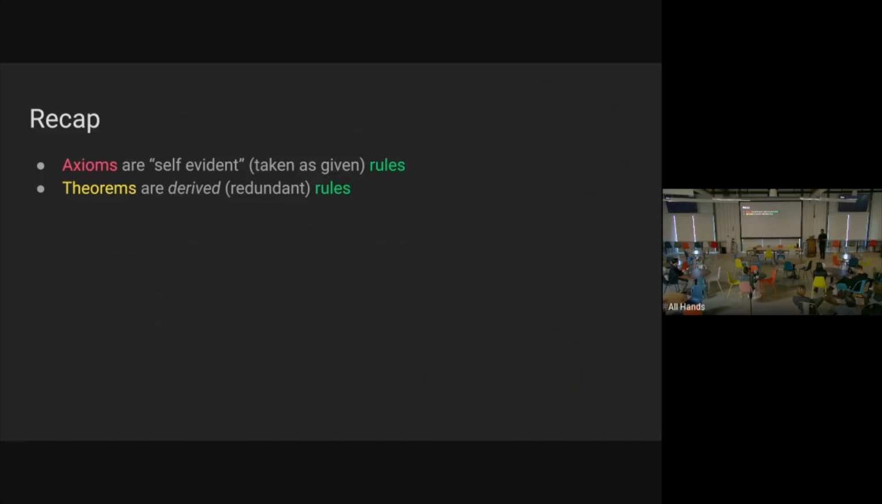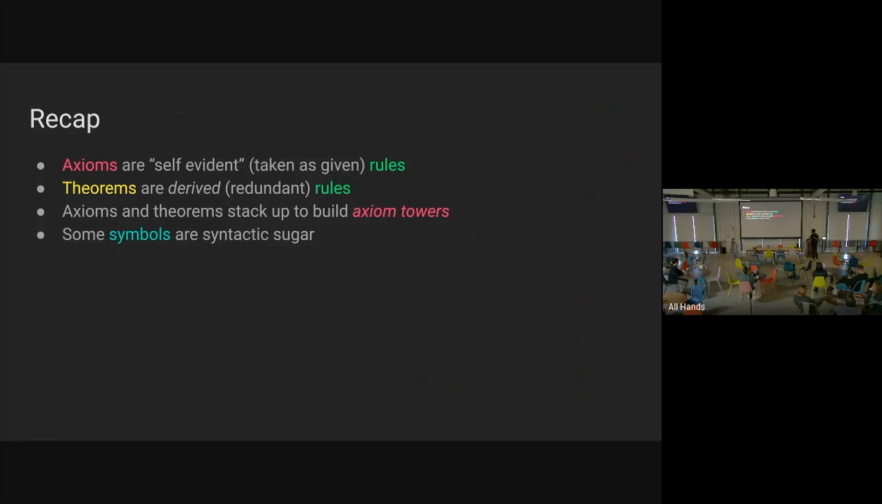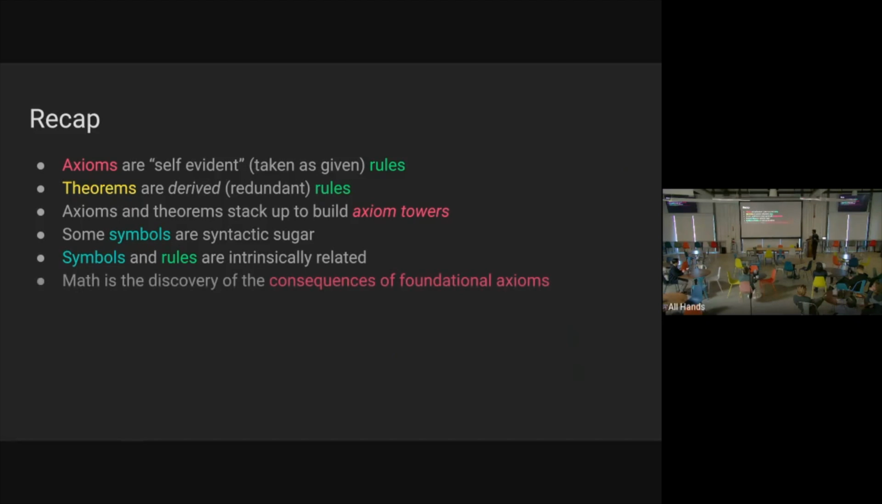All right. So, recap. Axioms are self-evident. They're taken as given. Theorems are derived, redundant rules. Axioms and theorems stack up together to build these things called Axiom Towers. And some symbols are actually just syntactic sugar. Symbols and rules are intrinsically related. And math is the discovery of the consequences of foundational axioms. And the axioms are arbitrary, but some axiom towers are more useful than others.